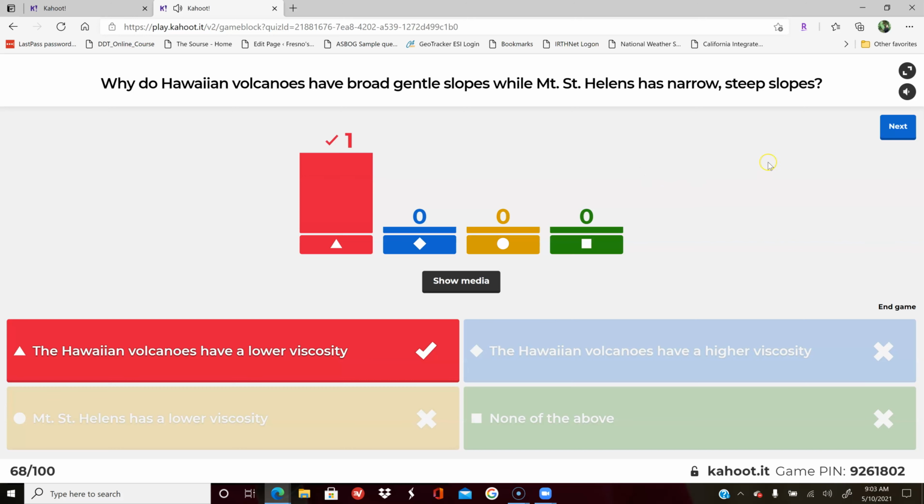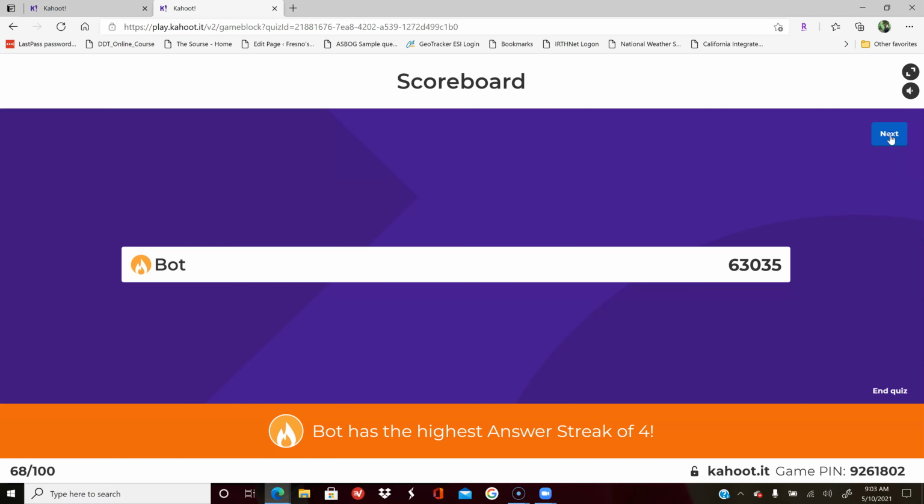Mount St. Helens has a higher viscosity, so it's going to plop down kind of like mayonnaise and kind of pile up after a while. And the Hawaiian viscosity is similar to something like honey, where it will flow out and fan out into these broad, gentle slopes.